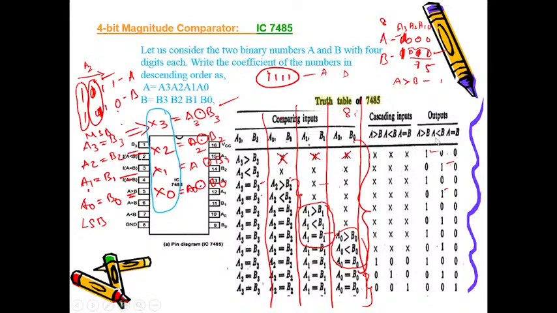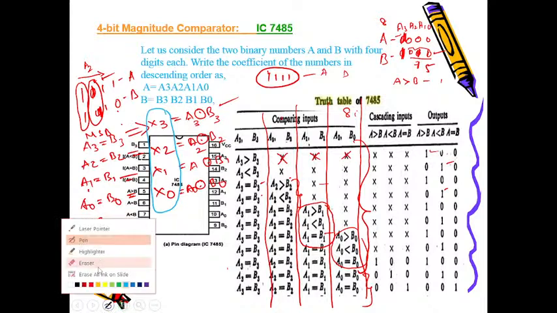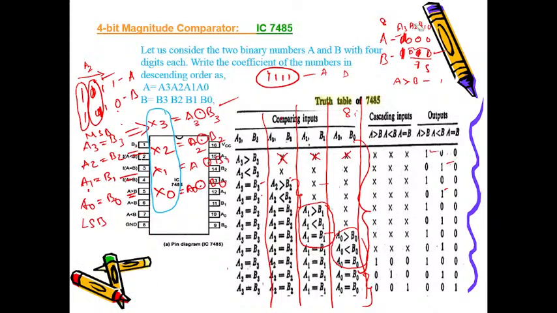Next, A less than B, A greater than B. How will you come out with the expression? Till this, did you understand? Any doubts now, put it in the chat box. Till this, if you understood, say yes, understood.